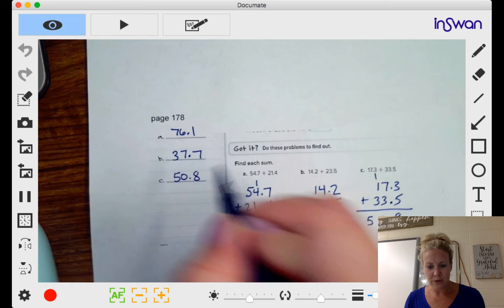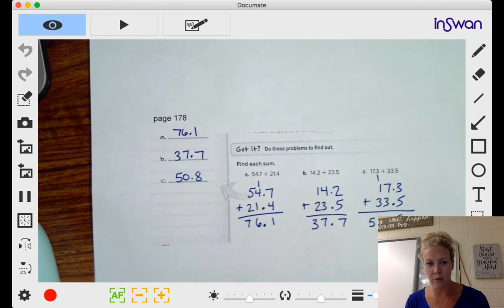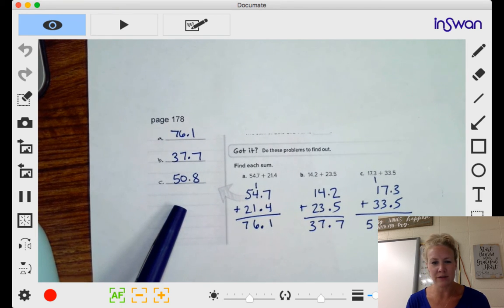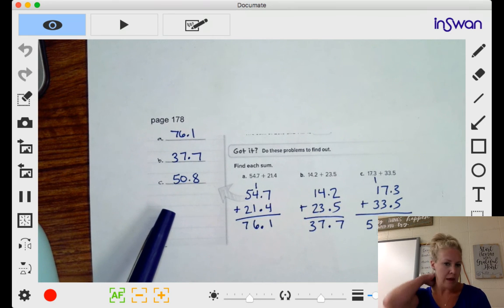All right, so hopefully you see my work and answers. You notice I put my answers up over on the side in our workbook. It's nice, it has a little place for us to record our answers so that the answer is easier for me to find when I'm looking at your workbooks.